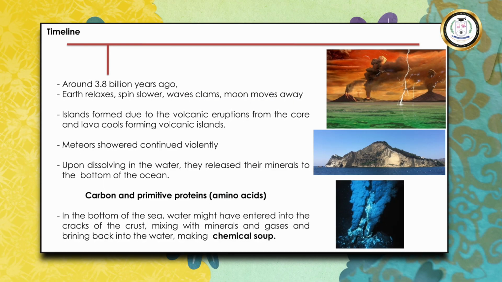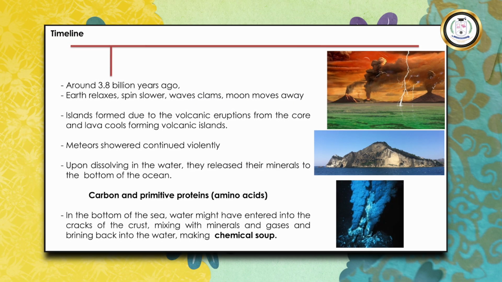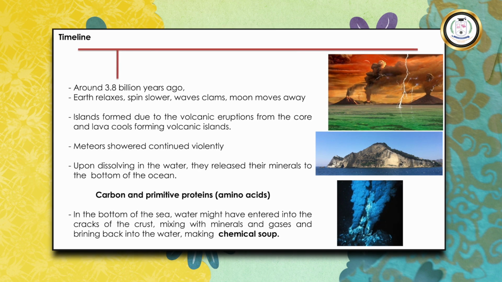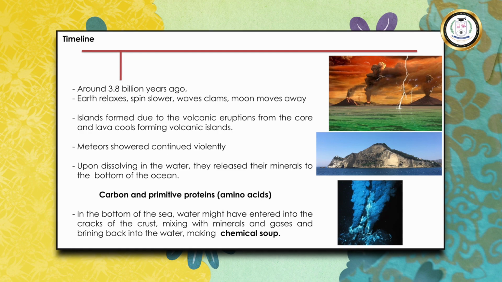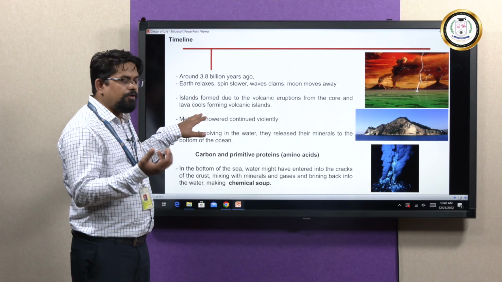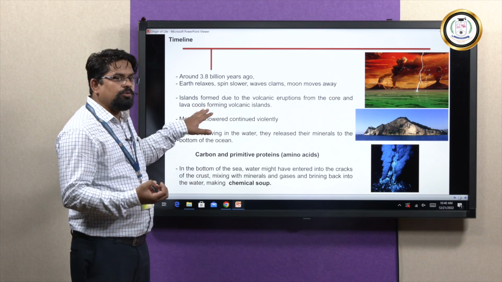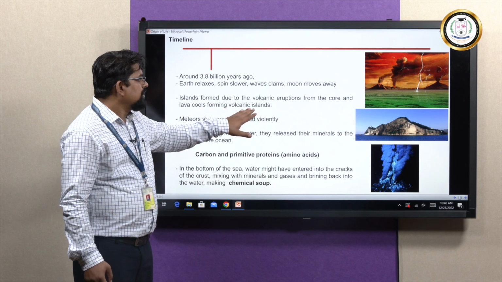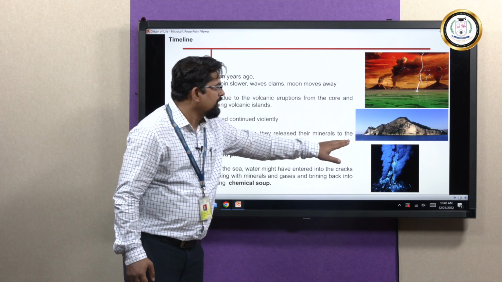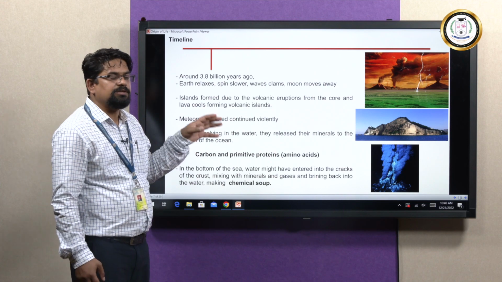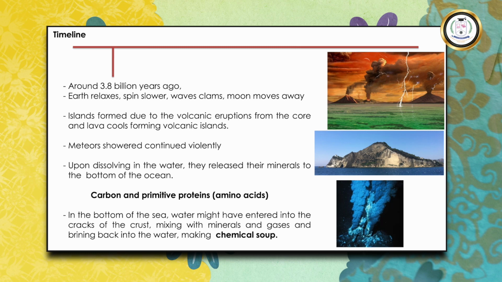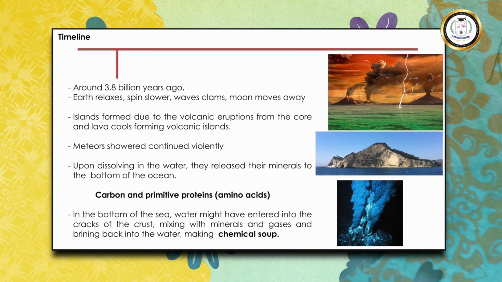At that time the islands might also have formed, because we have to remember the earth's core was still hot, and that would have caused volcanic eruptions. From the volcano the lava might have come from the core and cooled down to form the volcanic island. Now how a volcanic island looks is shown here. I have given the example of the island of Ischia, which is in the central part of Italy. You can see one of the volcanic islands at present.